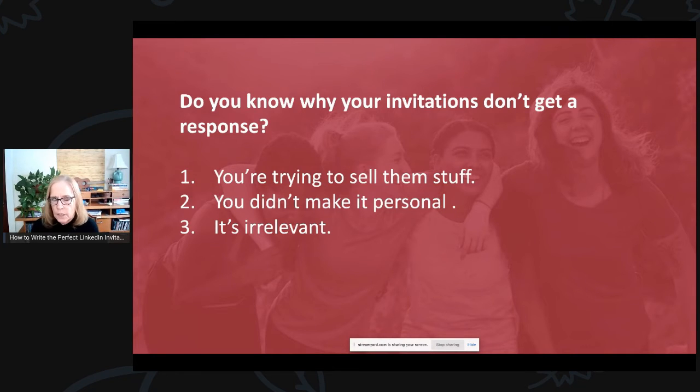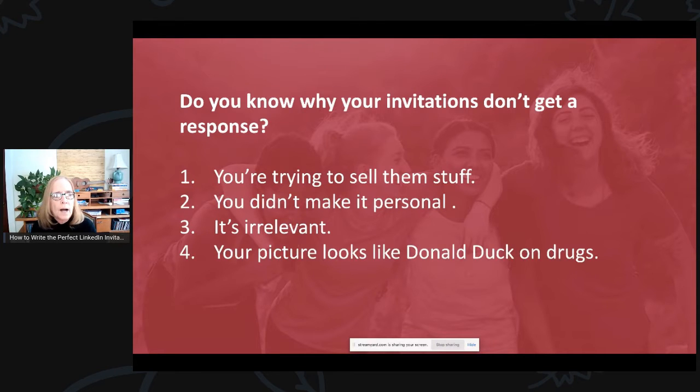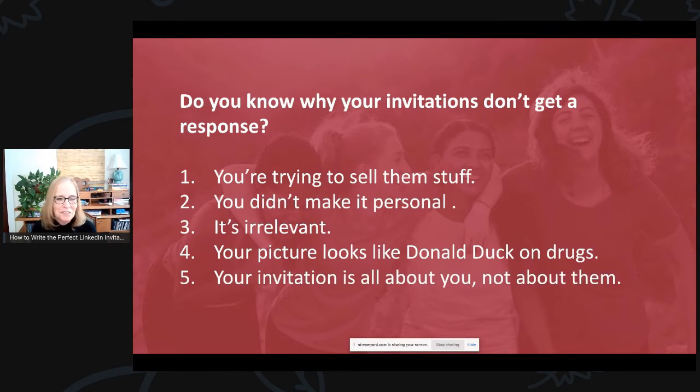You're not appealing to anything they're interested in, and you're probably the wrong person, so you haven't targeted them well enough. Your picture looks like you're Donald Duck on drugs. When they come to your profile, you really want them to see a professional looking profile. And 4 or 5, your invitation is all about you and not about them.